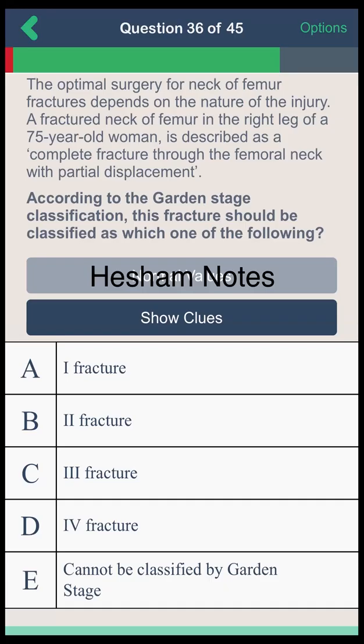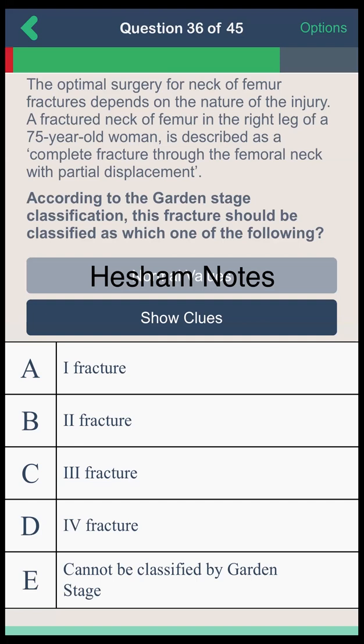Okay, and this one. A type of pathological fracture or... Okay, you see that? The optimal surgery for neck-of-femur fracture depends on the nature of injury. A fractured neck of femur in the right leg of a 75-year-old woman is described as a complete fracture through the femoral neck with partial displacement. According to the Garden stage classification, this fracture should be classified 1, 2, 3, 4. Okay. There is femoral neck fracture with partial displacement, type Garden 3.